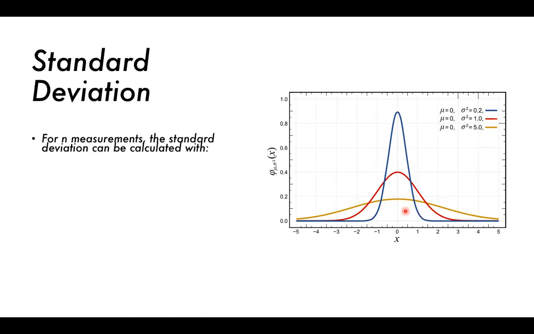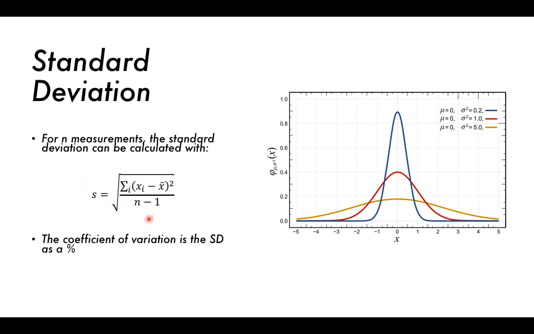For n measurements, the standard deviation can be calculated with this equation, where the standard deviation S is equal to the square root of the sum of all of the x values minus the mean of those values, squared, over the degrees of freedom, which is n minus 1. You'll see this n minus 1 quite a few times as we go through here. This is the degrees of freedom in the data. The coefficient of variation is the standard deviation expressed as a percentage of the mean, so it is 100 times S over the mean.